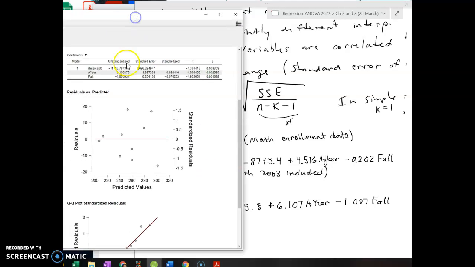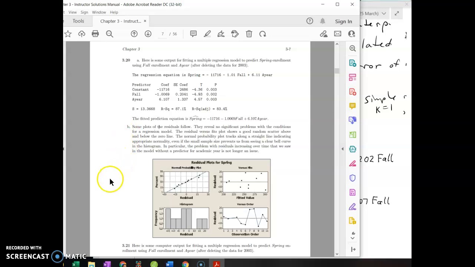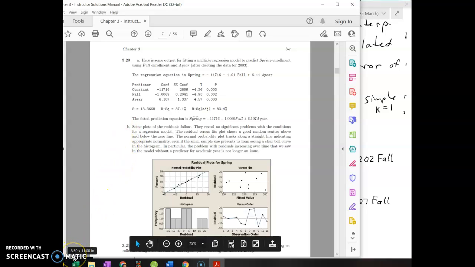I'll also show you the book solution here for comparison. Here's the answer to number 20. You can see the standard error there is 13.366. R squared 87% gets explained, but these questions are asked in question number 21. So let's go back to the JASP output and see if you can see where those are.